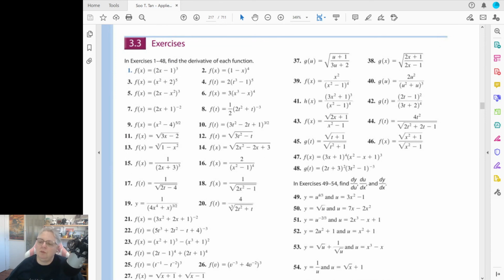So what you need to be able to recognize is, do you have, like with 37, a problem that starts out as a general power rule, and then when you take the derivative of the inside, you've got to do a quotient rule? Or do you have a problem like 41, where you're starting with a quotient rule, and inside the quotient rule, you're going to be doing the general power rules? All right, that will take practice.